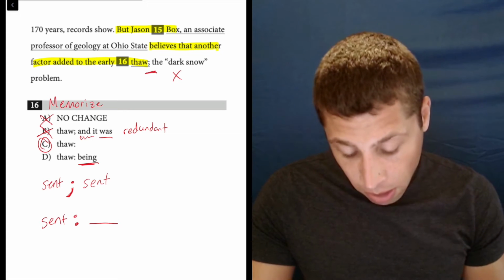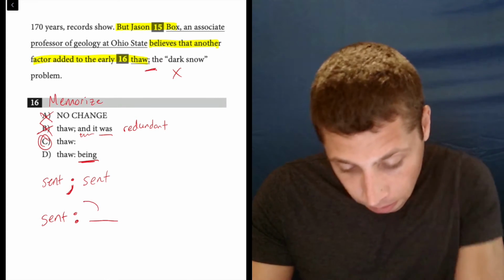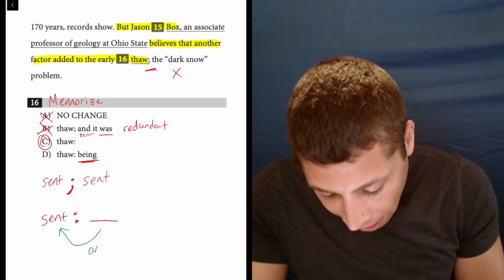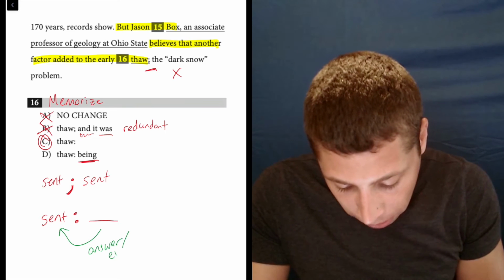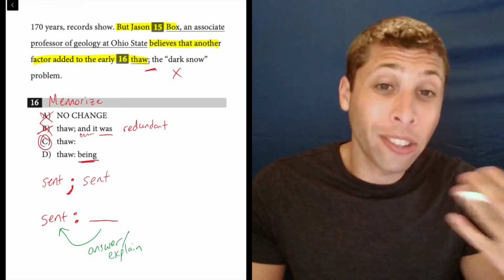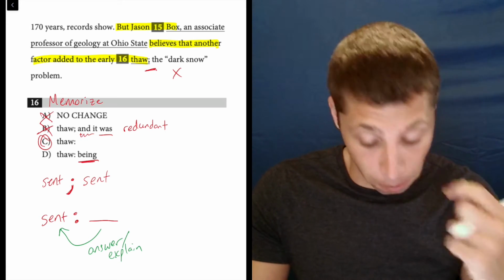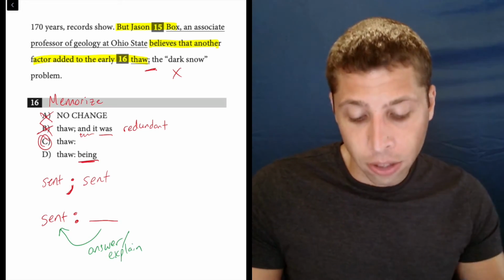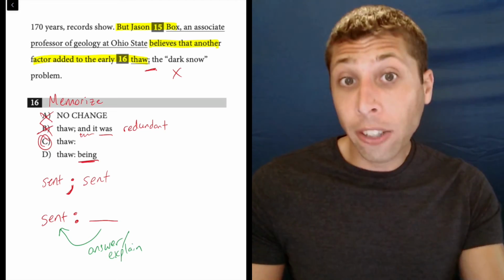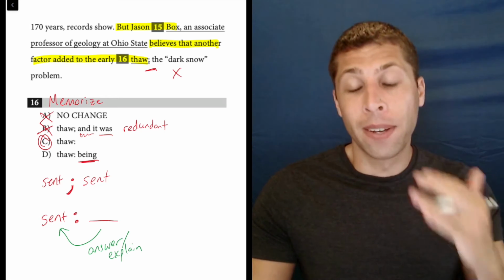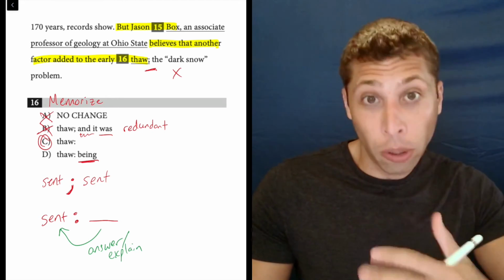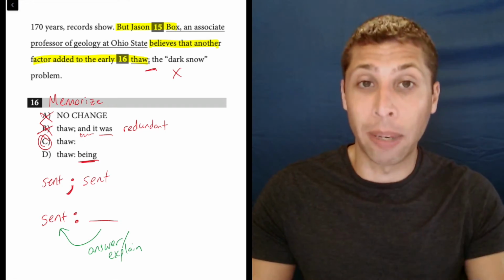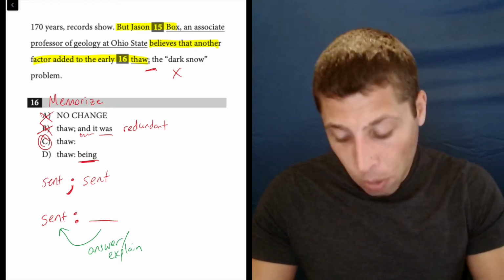The way it works is the part after the colon is supposed to answer or explain a question that's implied by the first part. So let me read the first part again. "But Jason Box believes that another factor added to the early thaw." What was that factor? The dark snow problem. That's how a colon works. There's no literal question there, but it's heavily implied, and the colon is really telling me we're going to answer that question right now.